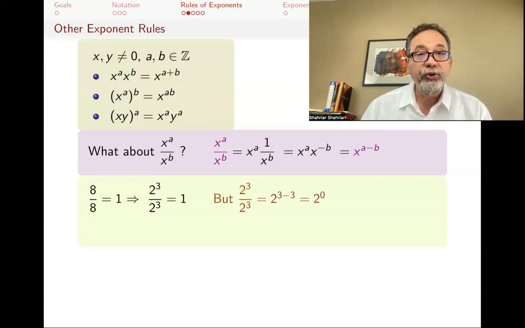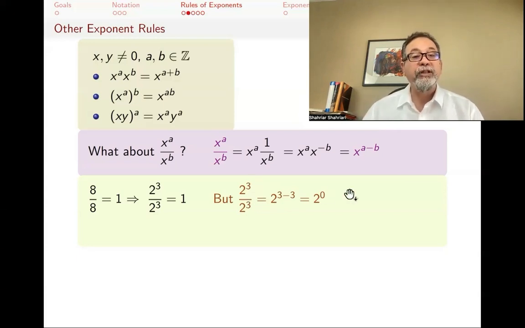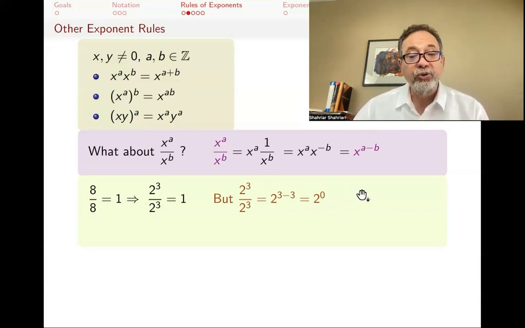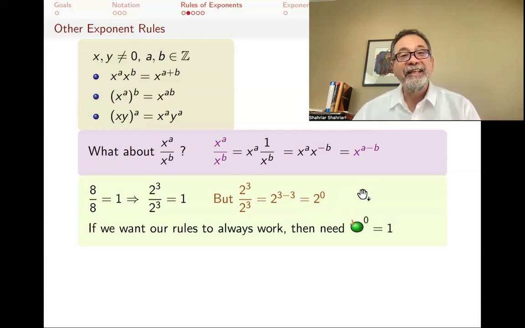But 2 cubed over 2 cubed, according to this rule we just found, should be 2 raised to the power 3 minus 3. The bases are the same. You should subtract the exponents when you're dividing. But 3 minus 3 is 0, and you get 2 to the 0. So 2 cubed over 2 cubed is 1, but it's also 2 to the 0. So that tells us that if we want 2 to the 0 to mean anything, it should mean 1.